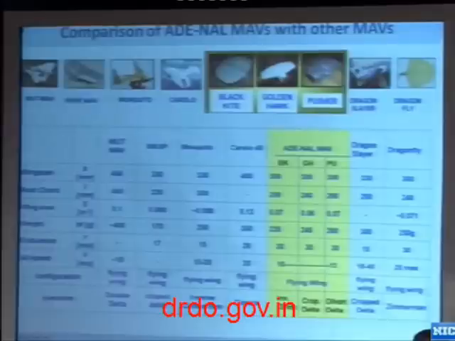In fact, after flying these vehicles, we did compare them with what is available elsewhere in the world. And you can see that all three compare favorably with the other vehicles. And we had a sustained endurance of 30 minutes and a clear-cut range of 2 kilometers.